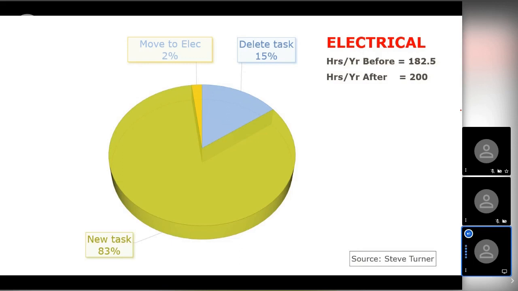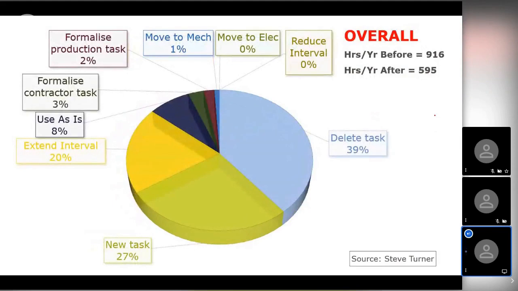So we added a huge amount of tasks, but very short and easy tasks to do, rather than the lengthy tasks which weren't that productive. So overall, we deleted 39% of the tasks in the whole production plant. We only introduced 27% new, and then we changed a few around here and there. But the key thing is we reduced the hours by 1/3. Not only did we reduce the work, but I would say we made the equipment far more reliable.